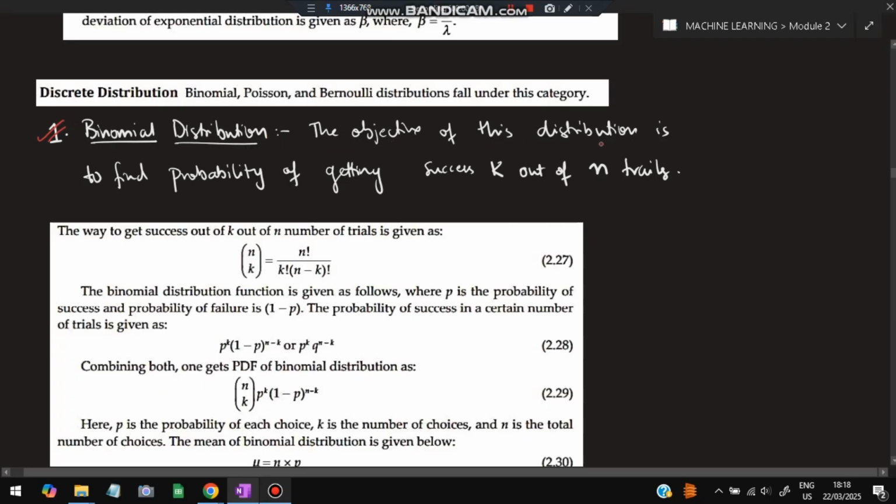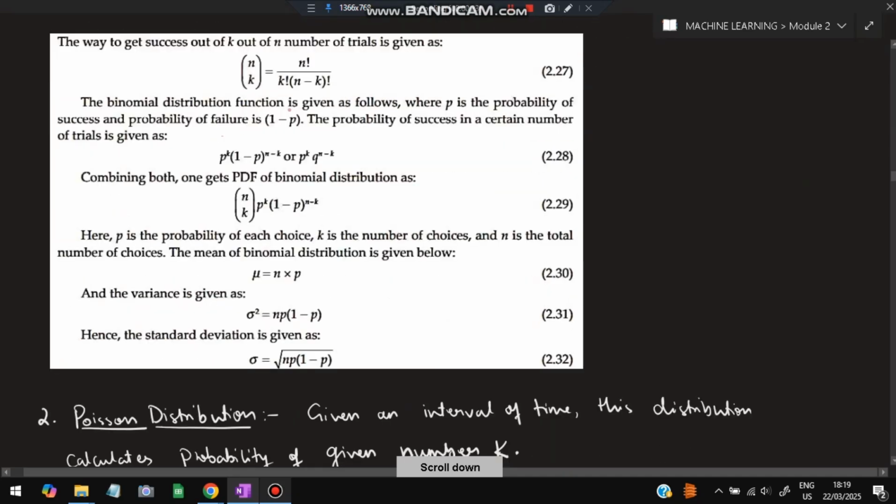Okay, the objective of this distribution is to find the probability of getting k successes out of n trials. N trials will be performed. For example, I will be tossing a coin 10 times, 5 times heads has come, 5 times tails has come, so my probability is 50-50%, like that. Okay, finding that out using the binomial distribution. These are the formulas and these are the derivations. You can go through it.